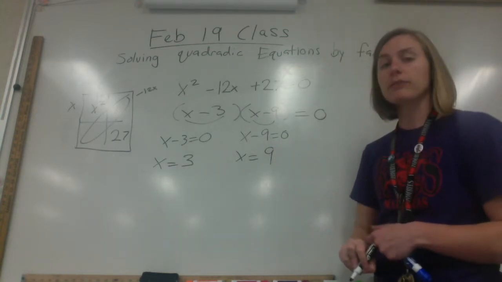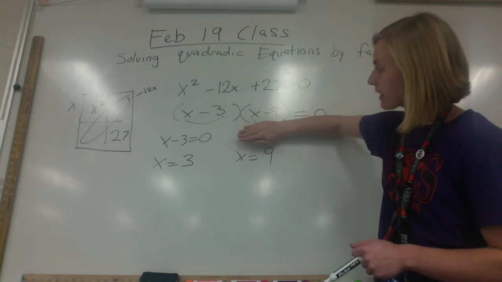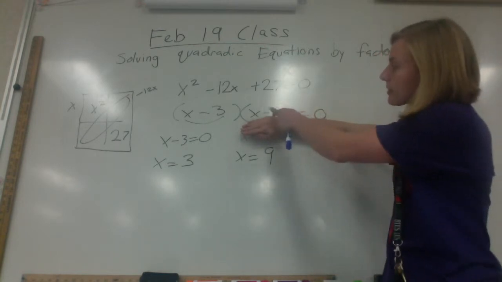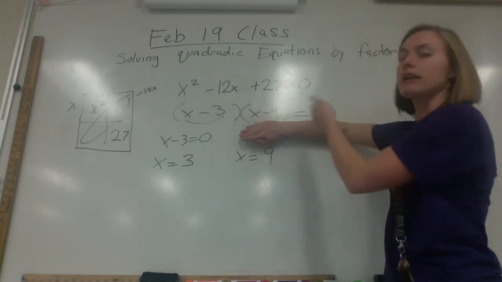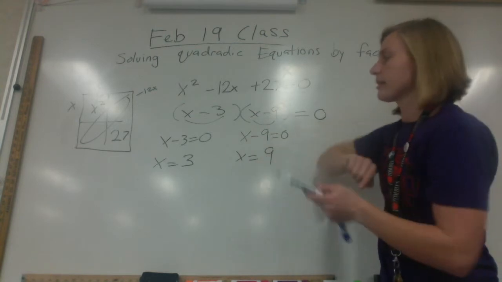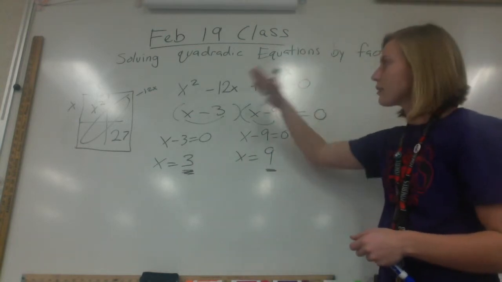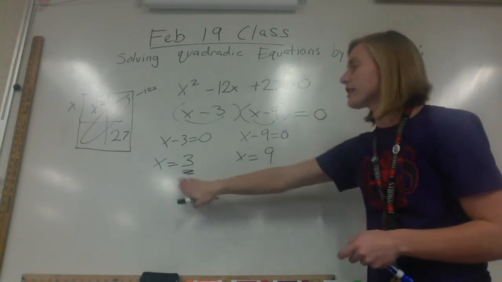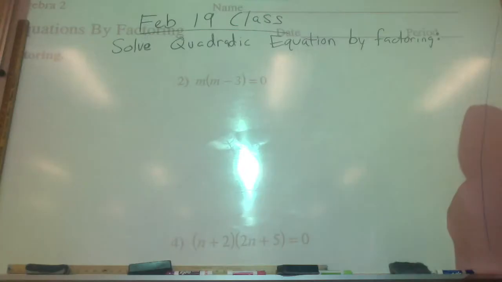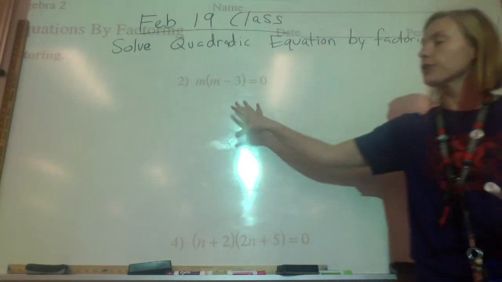And some of you will get pretty good where you can see that right away without doing this stuff. You would look at that and be like, oh, if I put a 9 there, it goes to 0, and that's my answer. So your two answers that make this equation equal 0 are 3 and 9. All right, let's go ahead and take a look at 2 first.